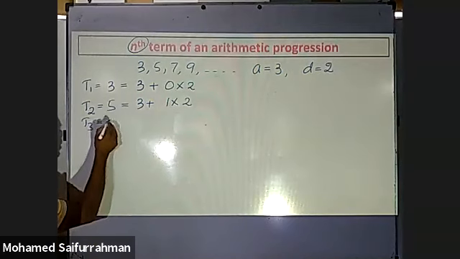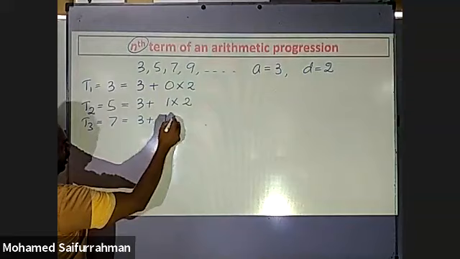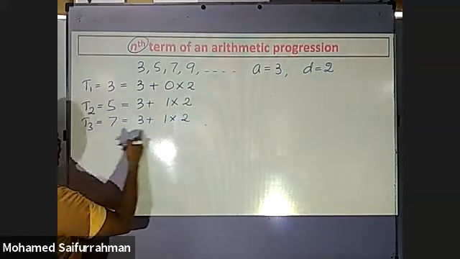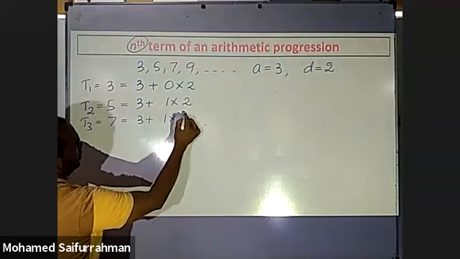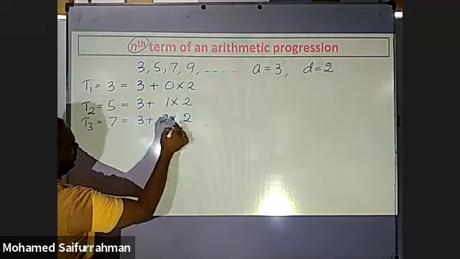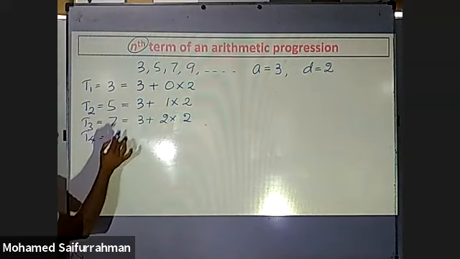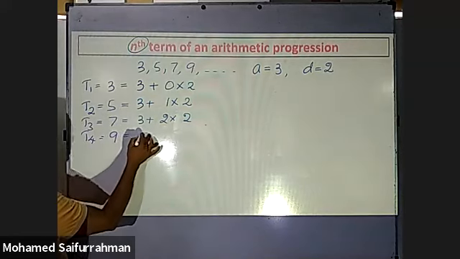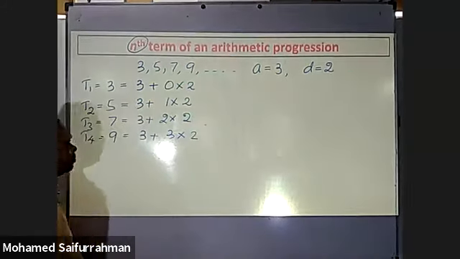T3 is 7: 3 plus 1 times 2. The answer is 7. T4, the answer is 9: 3 plus 3 times 2.